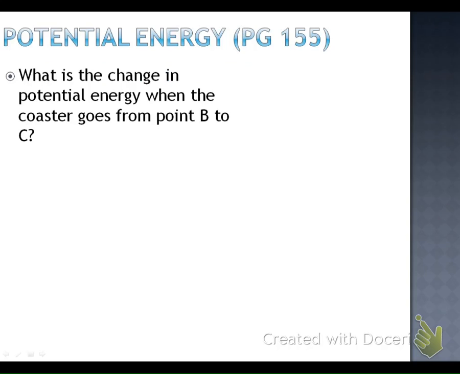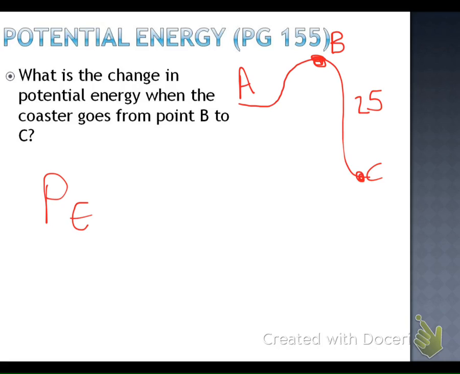What's the change in potential energy when the coaster goes from point B to point C? So we're using the same diagram. So here's our A, B, and C. We know this distance is 25 meters. So if we start at point B and we end up at point C, our potential energy is what?